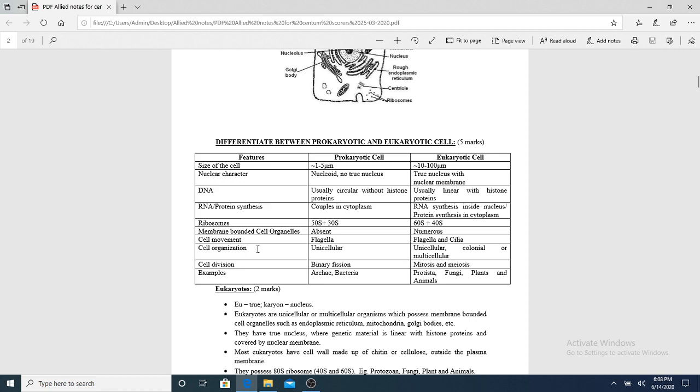Whereas for cell movement, the prokaryotic cell uses only flagella, while eukaryotes use both flagella as well as cilia. Cellular organization: prokaryotes are unicellular, whereas eukaryotes are unicellular or even multicellular in nature. Cell division occurs by binary fission in prokaryotes, whereas it occurs as mitosis and meiosis in eukaryotes. We have a few examples. For prokaryotic, all the bacteria come under this category, whereas for eukaryotic, starting from protista, fungi, algae, plants, and animalia, all those come under it.